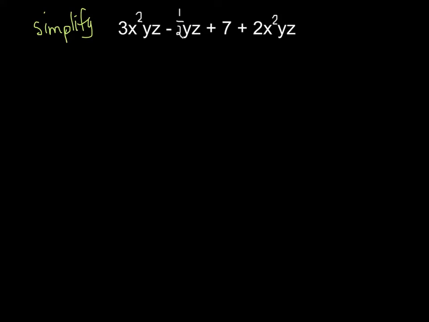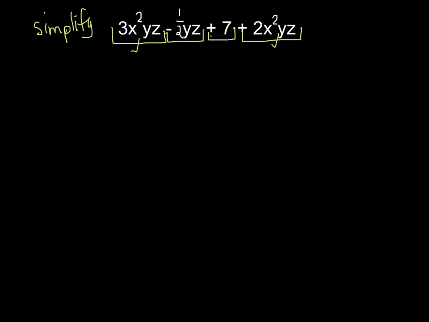And I simplify by combining like terms. Remember, terms are separated by addition and subtraction. So this is a term, this is a term, this is a term, and this is a term. And the only ones that look alike are these. We combine like terms based on their variables. So this first term right here is an x squared yz. This is an x squared yz.